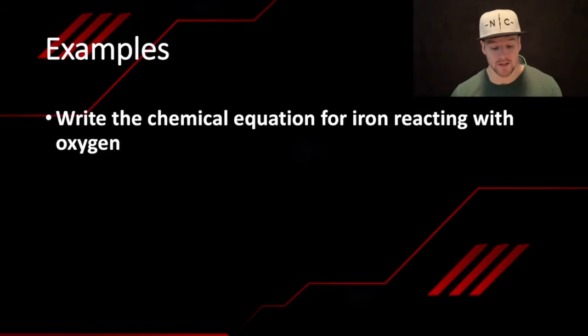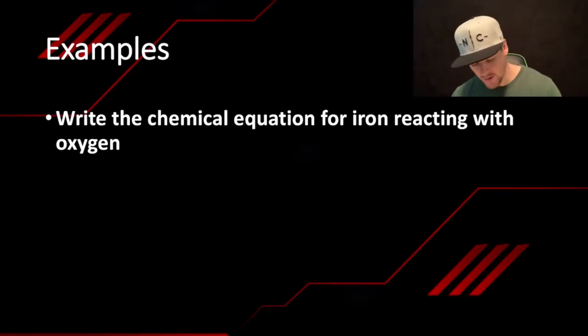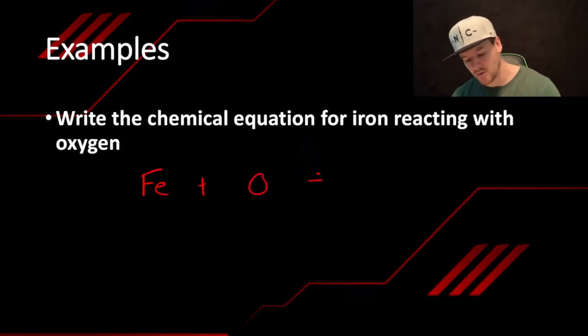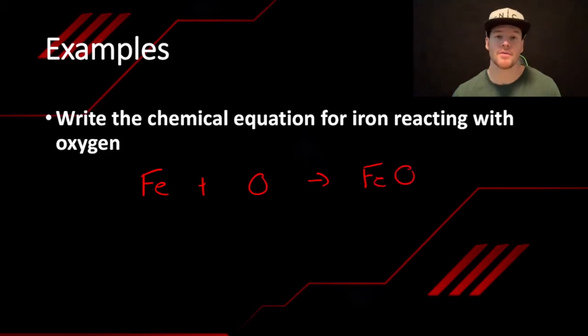So let's do an example together: write the chemical equation for iron reacting with oxygen. So I have iron, which is Fe, plus oxygen, which is O, goes to Fe and O stuck together. That's going to be your first step, just writing down the symbols, Fe and O, and then putting Fe and O together. The next thing we have to figure out is the subscripts. So step 1 is the symbols.